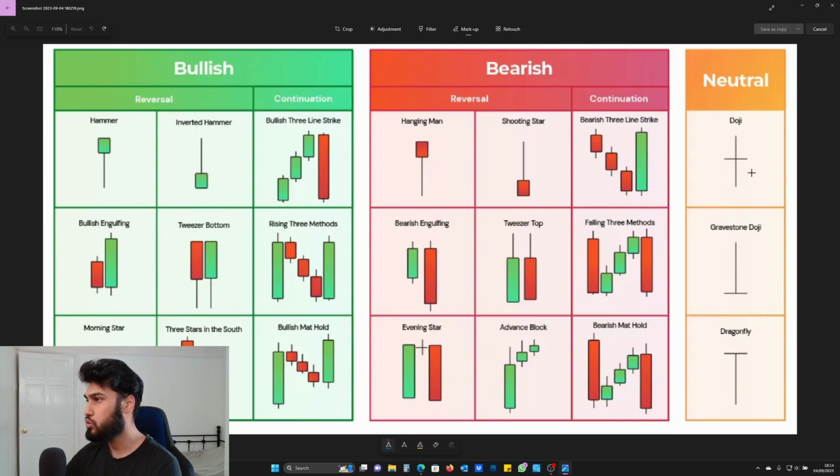Now lastly, you can also get candlesticks like this where the open and the close of the body are the exact same, which is what we call a doji. Now you can get different types of dojis where it's closing in the middle, or either on the top or the bottom side of the candles. This again just indicates neutrality.